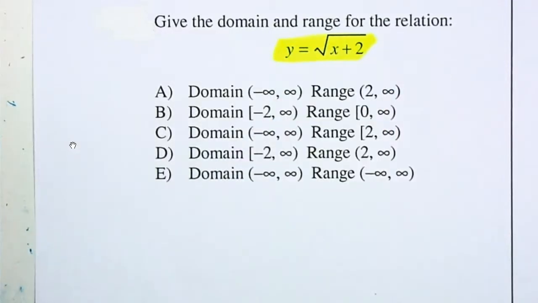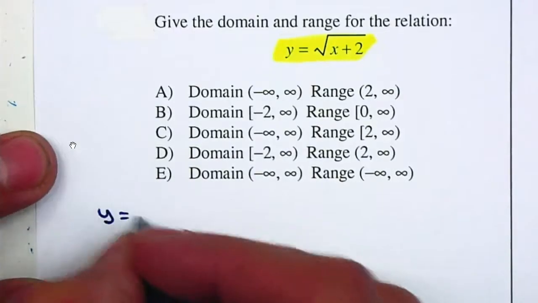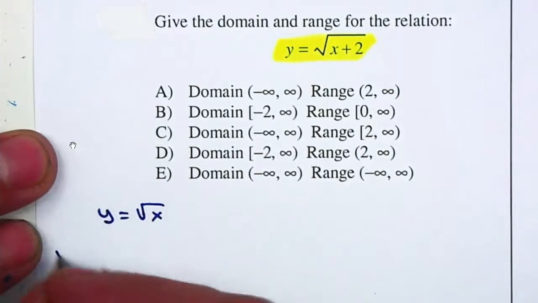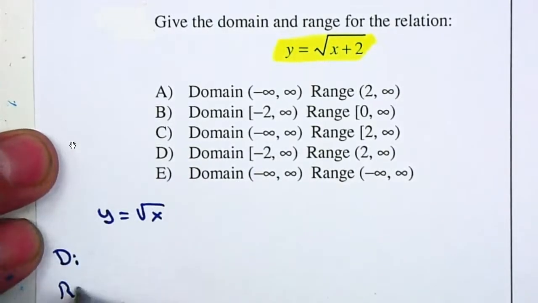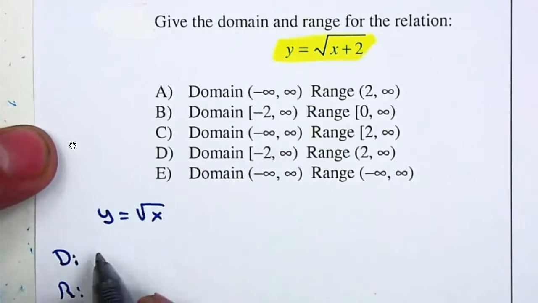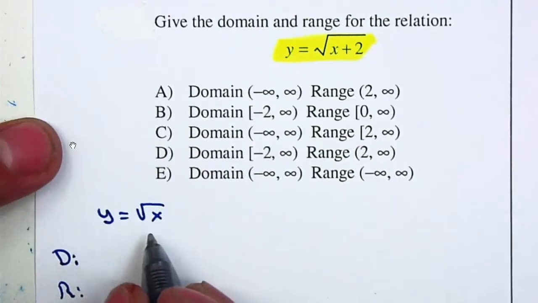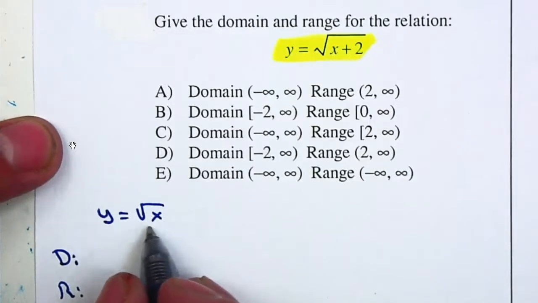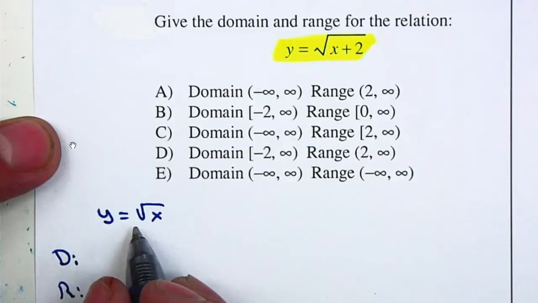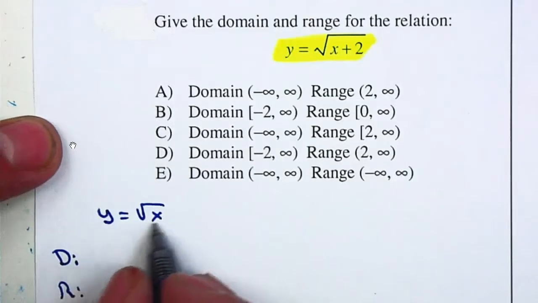First, we want to think of the parent graph, y is equal to the square root of x. And we want to think about the domain and the range. Remember, domain are what values can we plug in for x? Can we plug in a negative number? No. We cannot take a square root of a negative number. We get imaginary, but we're not dealing with those yet. So therefore, we cannot plug in a negative number.